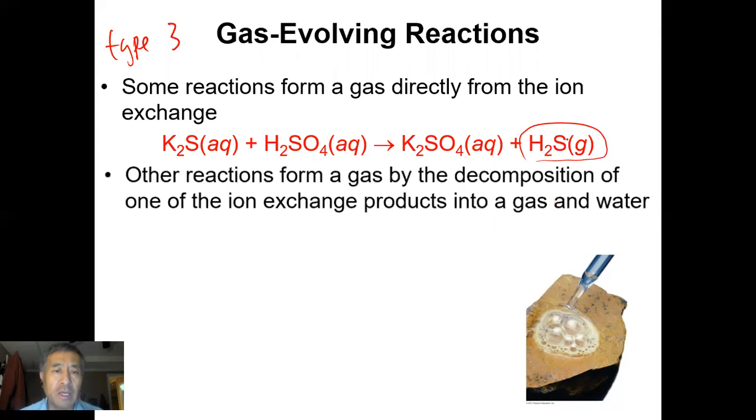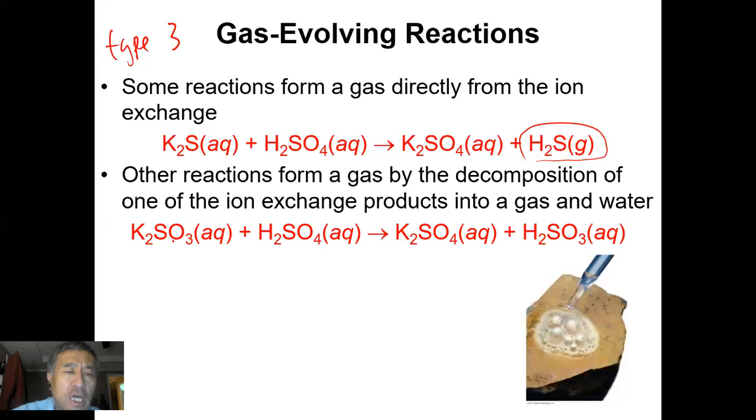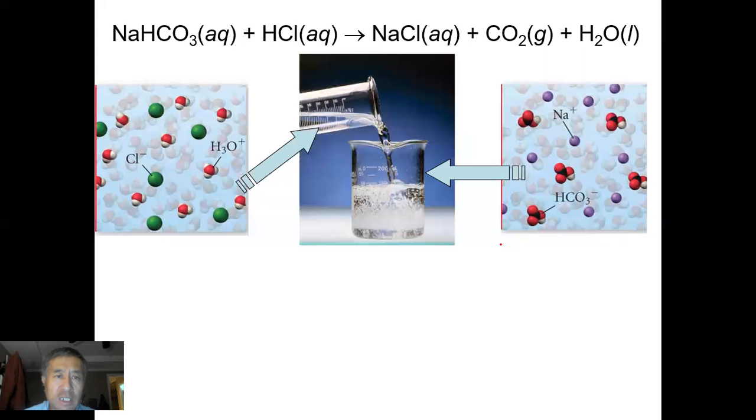Other reactions form a gas by the decomposition of one of the ion exchange products into a gas and water. An example of this is K2SO3, potassium sulfite, reacting with sulfuric acid to produce potassium sulfate and sulfurous acid. Sulfurous acid is one of the products that comes from the ion exchange. Then H2SO3 is not stable, so H2SO3 decomposes into H2O liquid and SO2 gas. Another example is sodium bicarbonate reacting with HCl to produce sodium chloride, then CO2 and H2O.